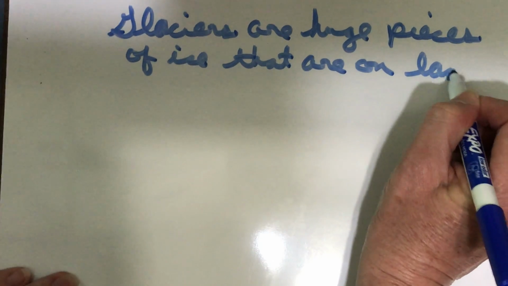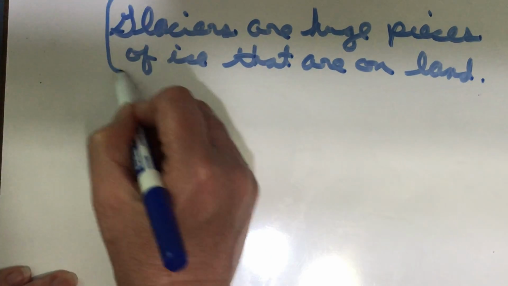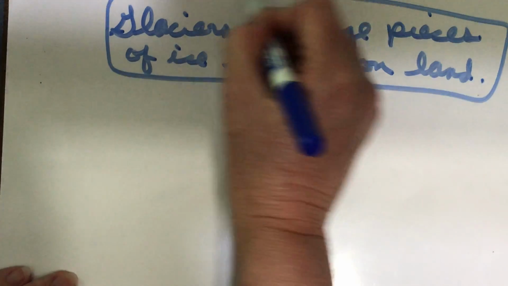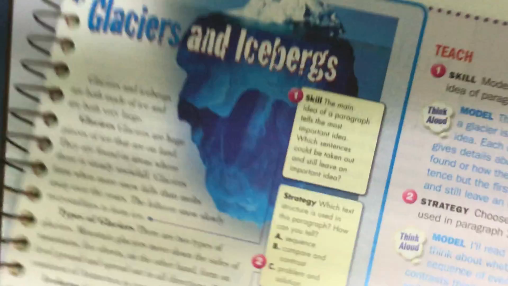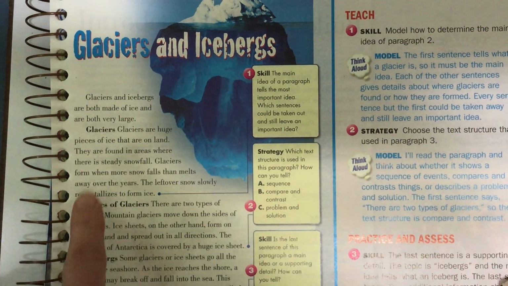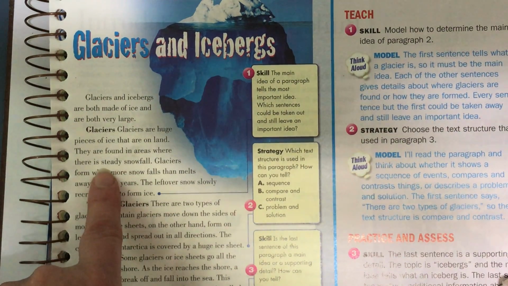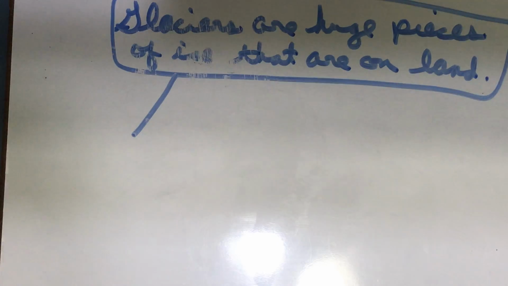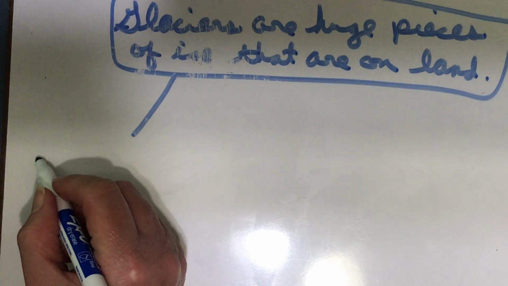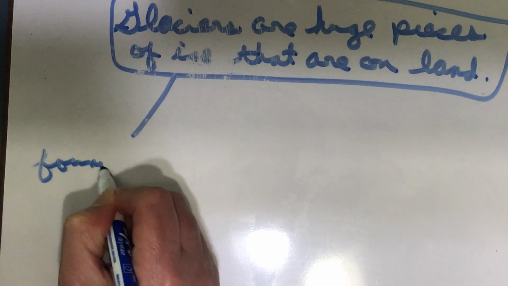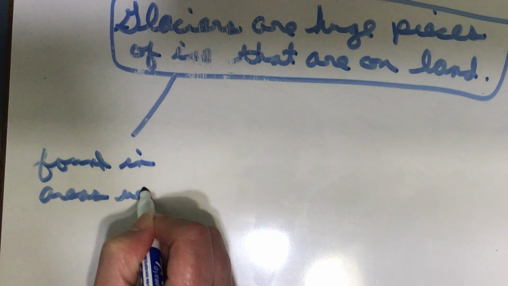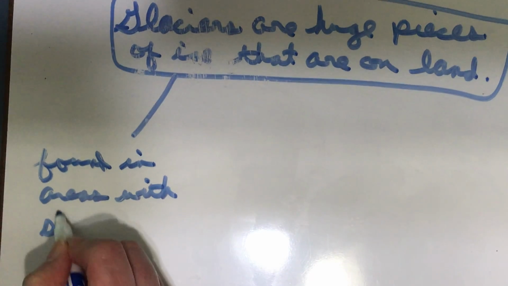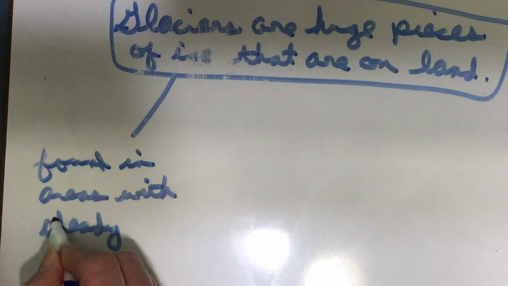And then our details are the things that tell about the glaciers. So one detail we can find in that paragraph, if I look back, I can see that they are found in areas where there is steady snowfall. So that's going to be one supporting idea. Okay, I'm just going to write this: found in areas with steady snowfall. That's a supporting detail.